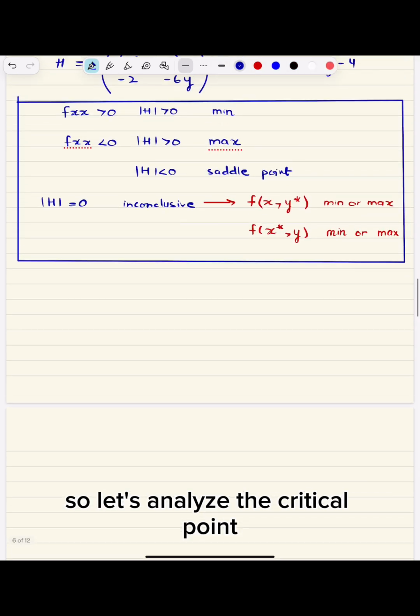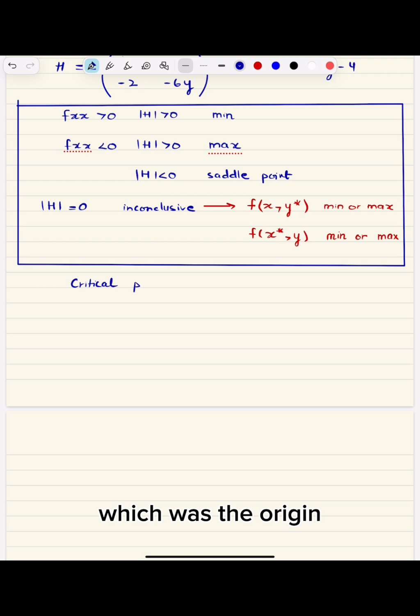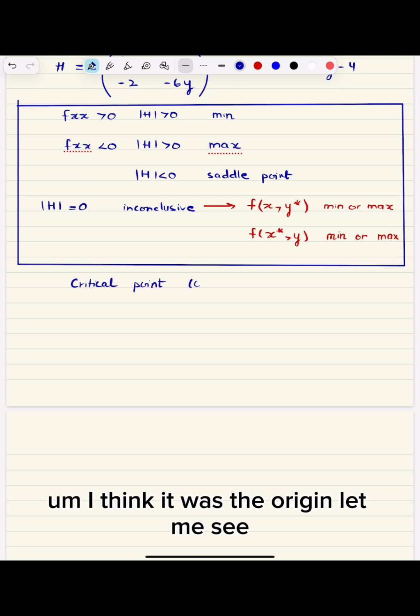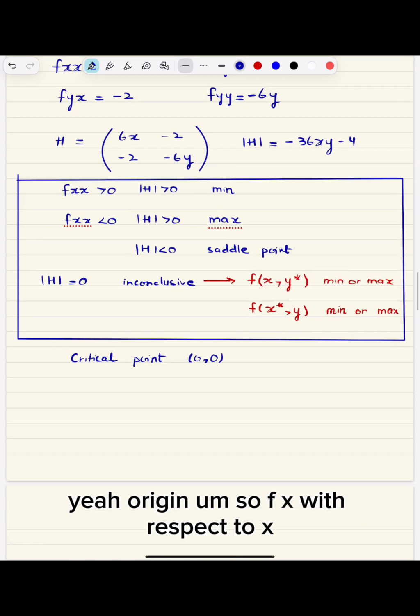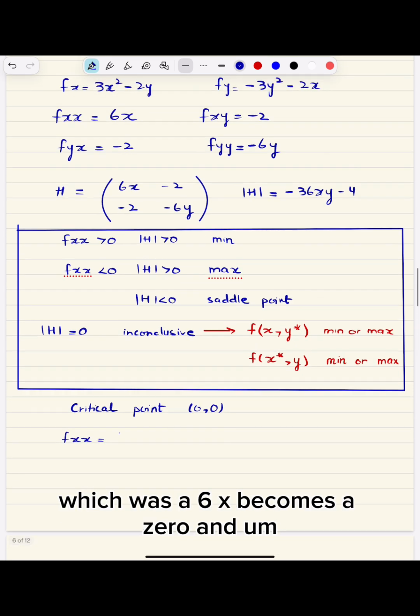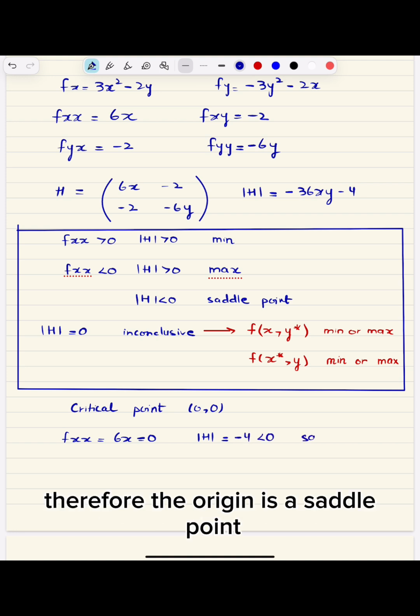Okay, so let's analyze the critical point, which was the origin. I think it was the origin. Let me see. Yeah, origin. So fx with respect to x, which was 6x, becomes 0. And the determinant of the Hessian will become minus 4, which is negative. Therefore, the origin is a saddle point.